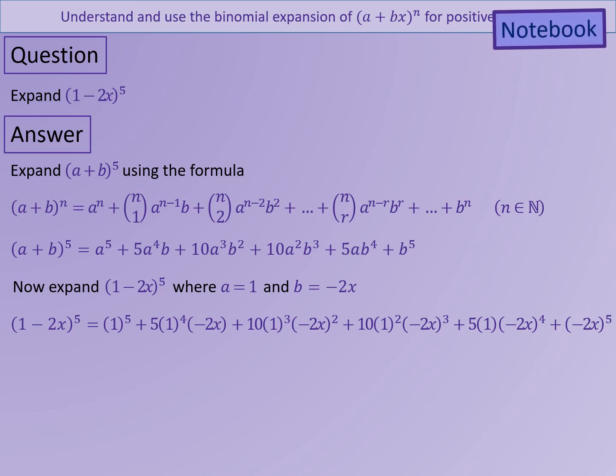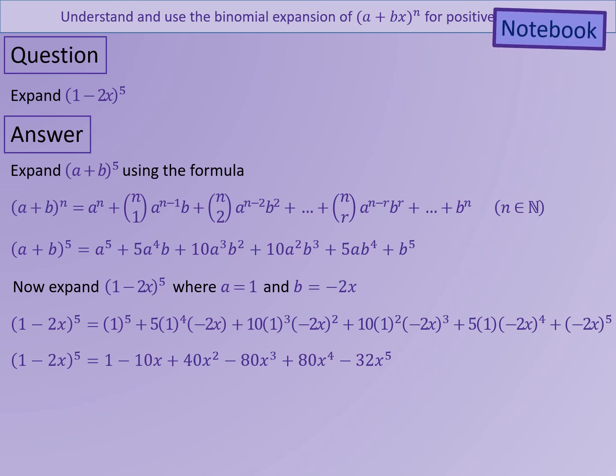So our final job would be to tidy this up, and that would give us our final answer of, and you can see it there, 1 minus 10x plus 40x squared minus 80x cubed plus 80x to the 4 minus 32x to the 5.